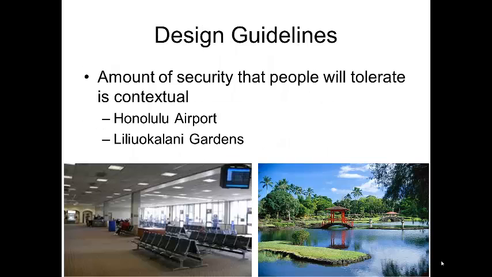Also, the amount of security that people will tolerate is contextual. Certainly, you would tolerate more security in the Honolulu airport. You'll go through the TSA line. You may be checked at the gates more than you would at Liliuokalani Gardens. Certainly, you wouldn't want to go through the TSA in order to walk around Liliuokalani Gardens here in Hilo. So security, again, is contextual, and if there's far too much security, then people are remiss to use the system.